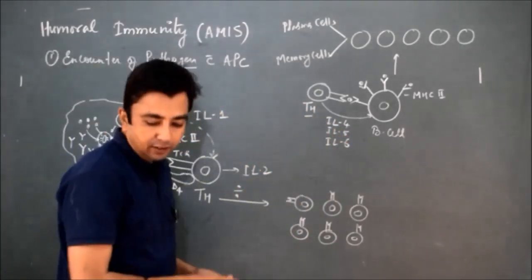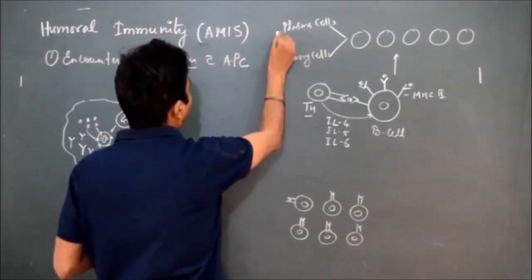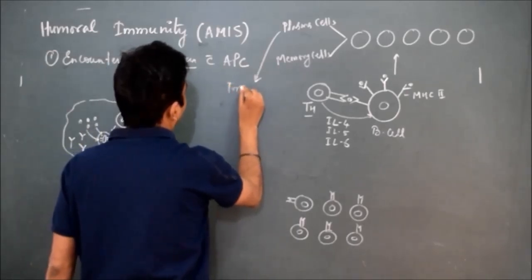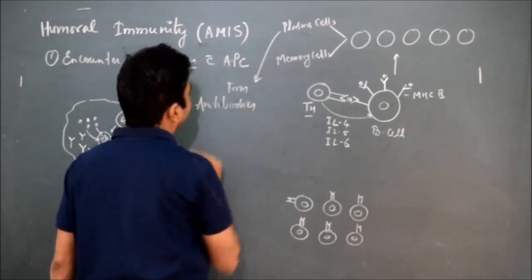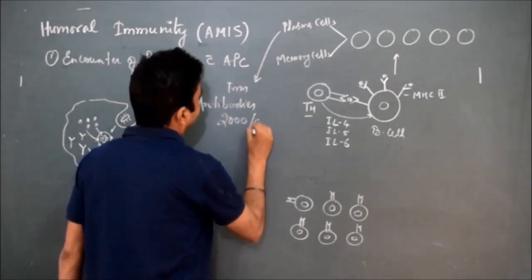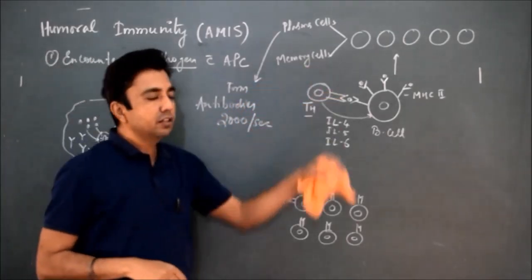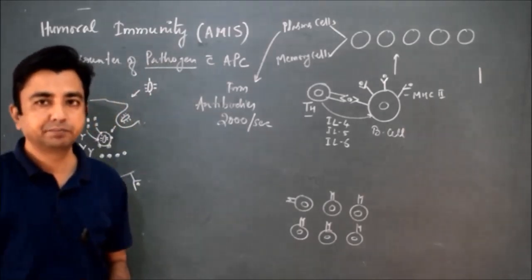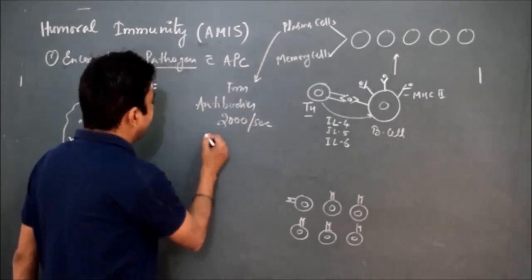Now this plasma cell will form antibodies at the rate of 2000 per second, and these memory cells will just circulate in the body fluid. Okay, now what will these antibodies do?